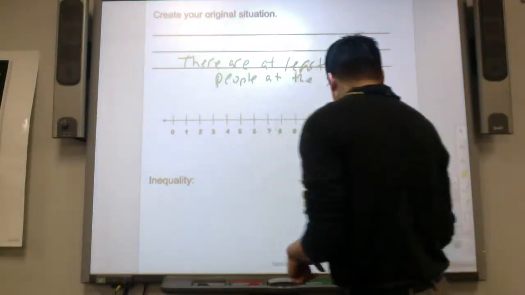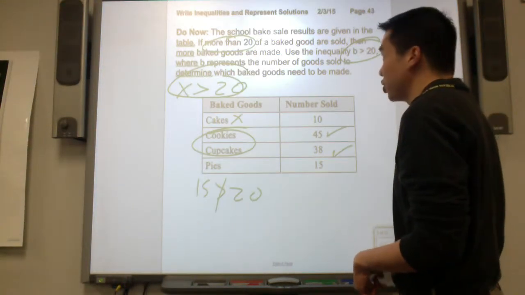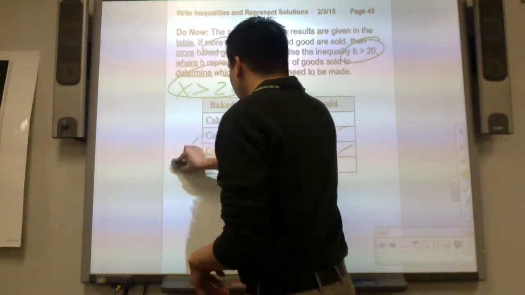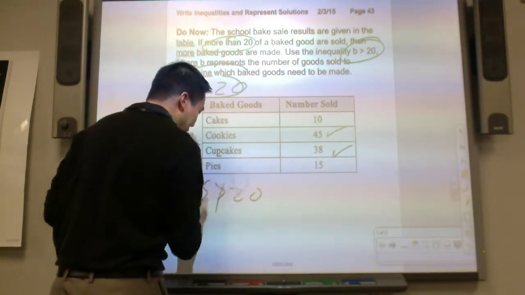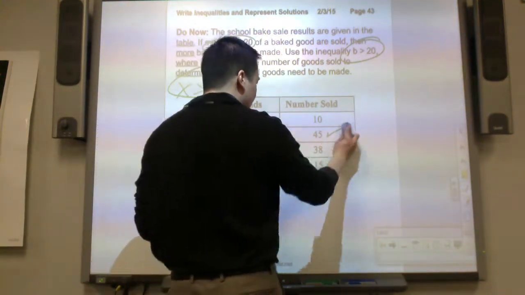Talk about writing inequalities and represent solutions. So let's go through our first problem. In our do now, we're going to talk about inequalities in general.